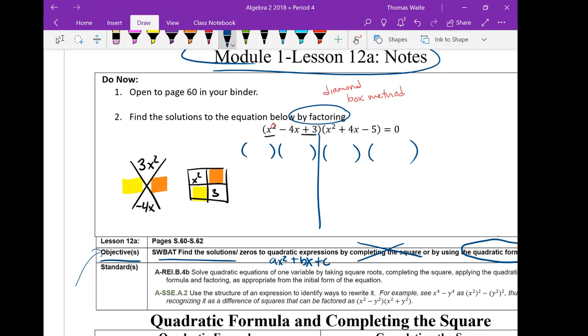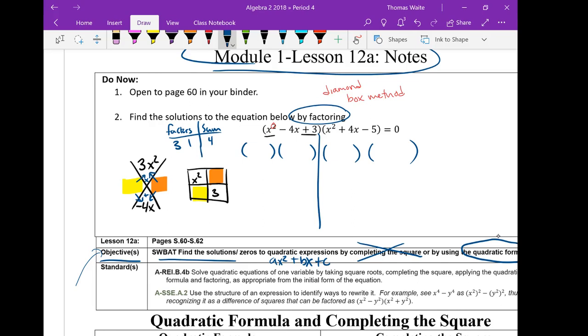All right, so the diamond says we need things that multiply to make 3x squared and things that add to negative 4x. So I'm first just going to list some factors of 3, and then their sum. Factors of 3 are just 3 and 1. The sum of that would be 4. So that's not quite what we wanted. 3 times 1 does give us positive 3, but it adds to positive 4. We want it to add to negative 4.